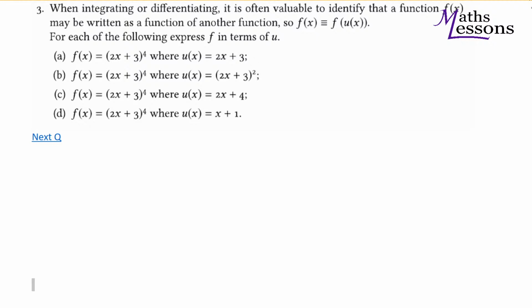Okay, what we're doing in this question, for those of you not familiar with this course, is trying to replace, in this case, u equals 2x plus 3. Write f of x in terms of u. It shouldn't take you very long once you've worked out what to do. I'll give you an example. So f of x will be u to the 4 in this case. So I'm just going to give you 30 seconds to try and do the others. It shouldn't take you longer than that.